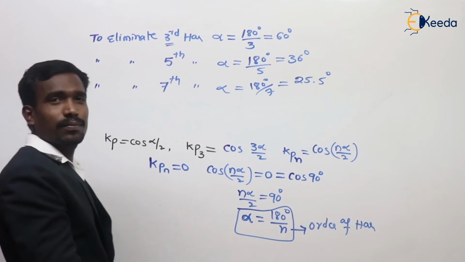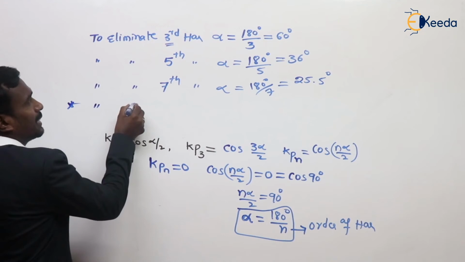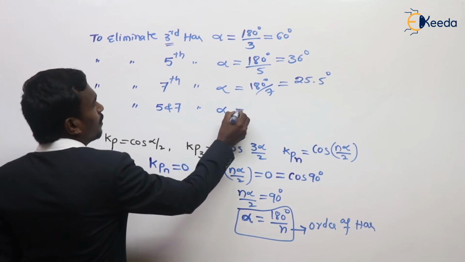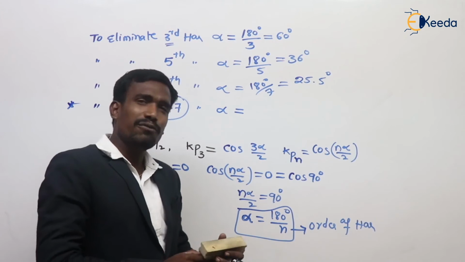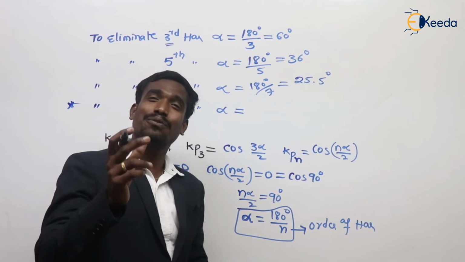I want to eliminate fifth and seventh order harmonics. Alpha is equal to how much? This is the question. To eliminate fifth, 180 by 5, to eliminate seventh, 180 by 7, but I want to eliminate fifth and seventh combinedly.